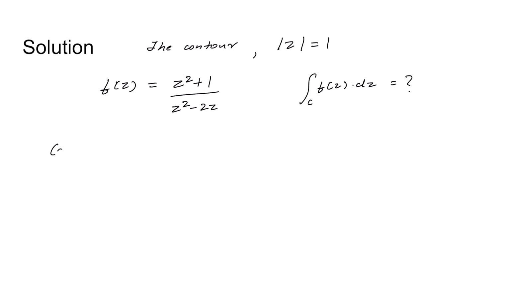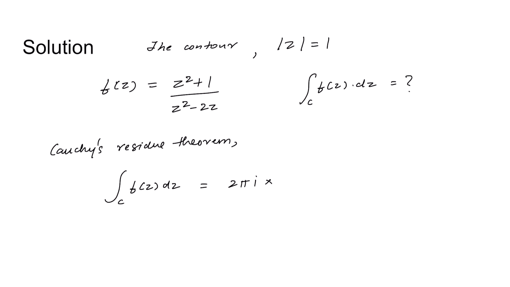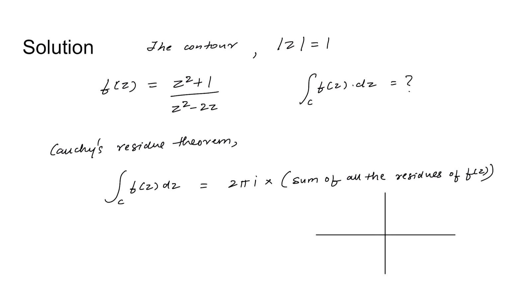As per Cauchy's residue theorem, the integral of f(z) dz over contour C evaluates to 2πi times the sum of all the residues of f(z). So, the residue can only exist for the points inside the contour C. So let us draw the contour in the complex plane.